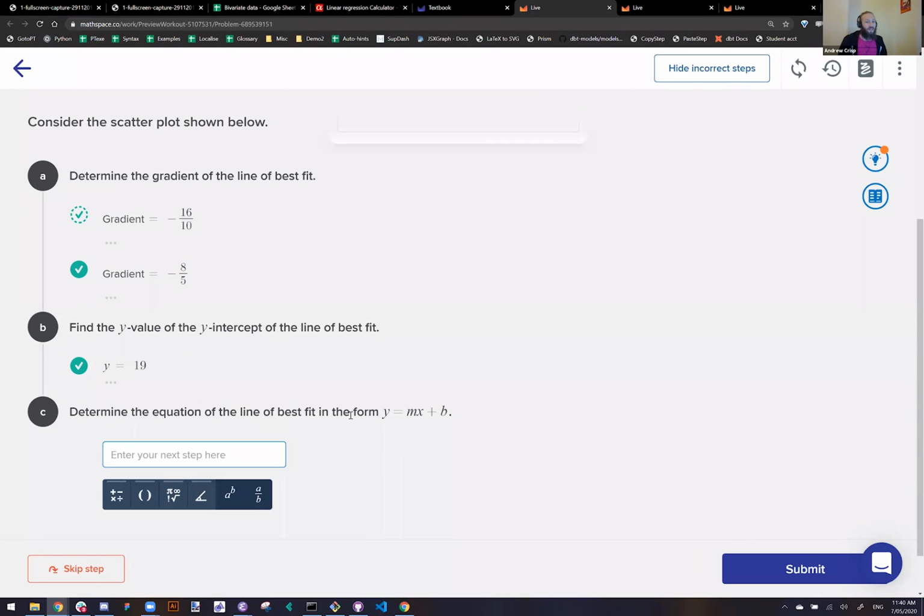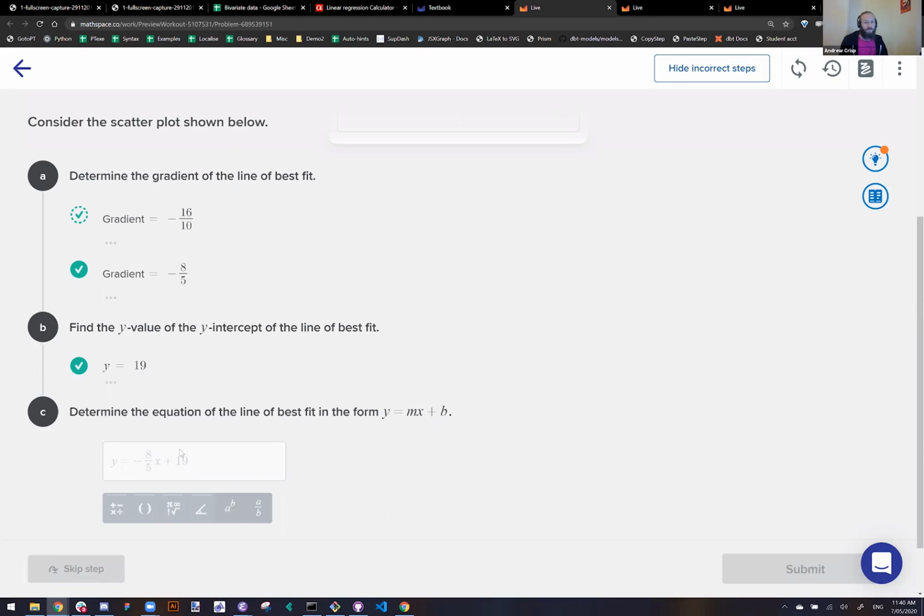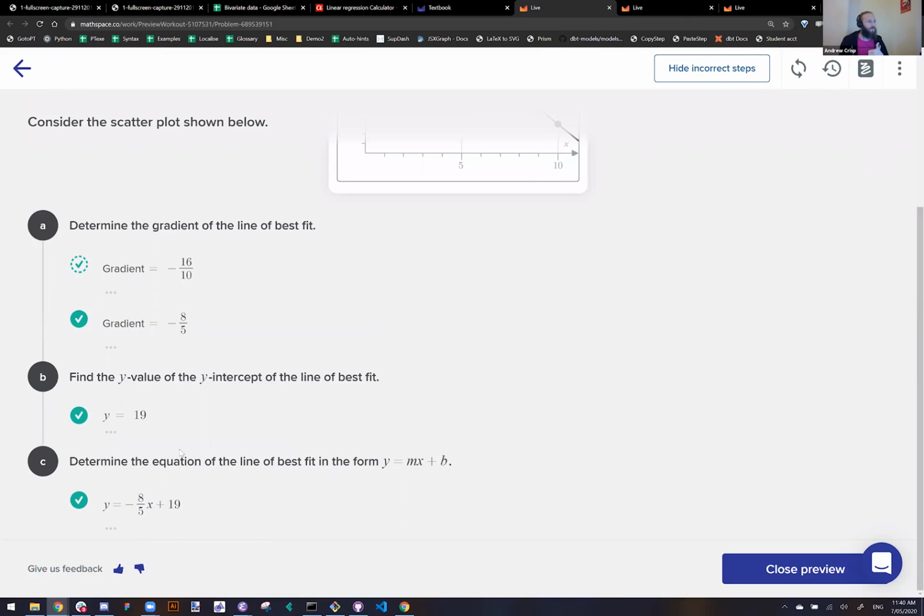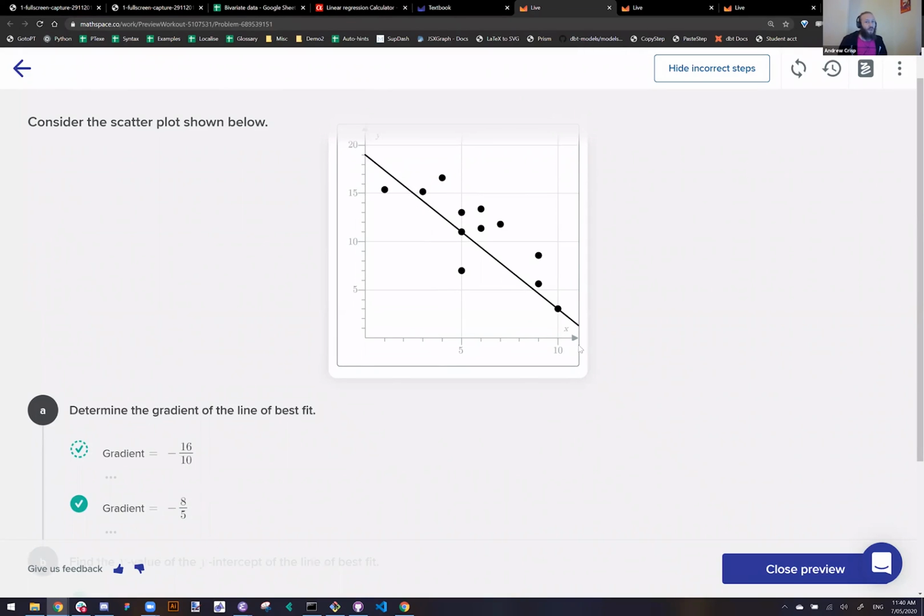Determine the equation of the line of best fit in the form y equals mx plus b. Well, we've already had it laid out for us, which is good. We have the gradient, we have the y-intercept, so my answer is now y equals minus 8 over 5 times x plus 19. Cool. So this was just to reinforce the fact that we always get a line when we do a line of best fit, and it has the same sort of properties that any other line has.